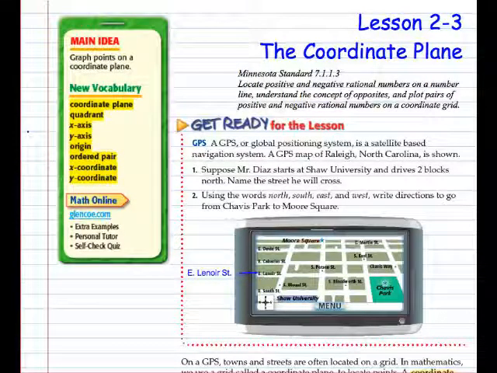This is lesson 2.3, the coordinate plane. A GPS, or Global Positioning System, is a satellite-based navigation system. A GPS map of Raleigh, North Carolina is shown.